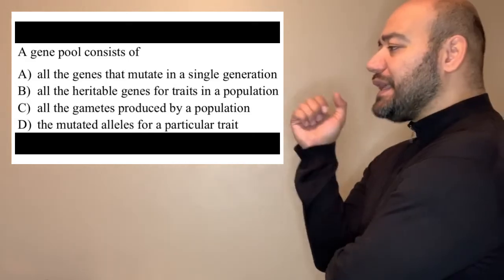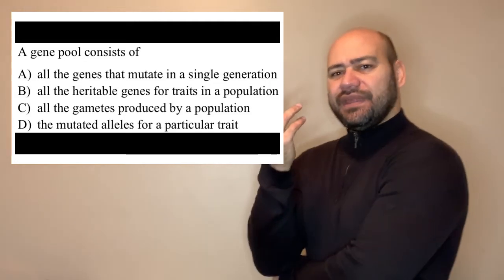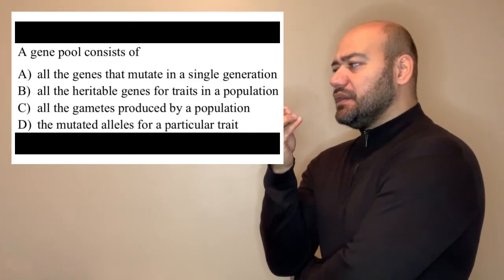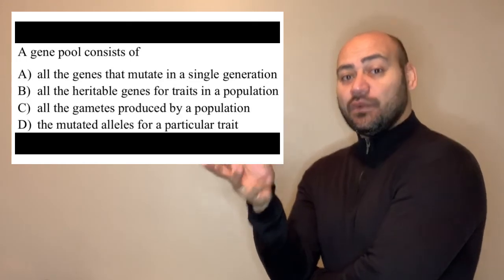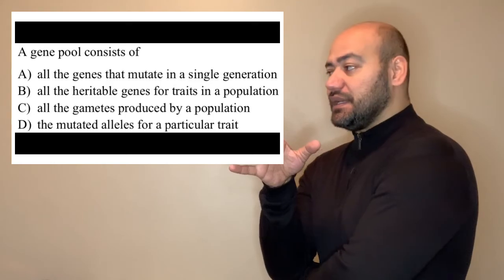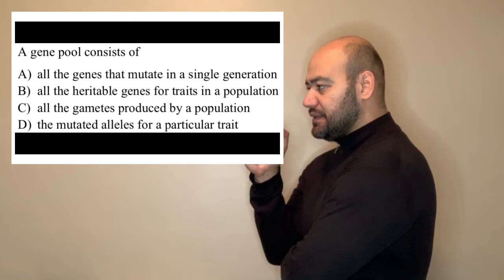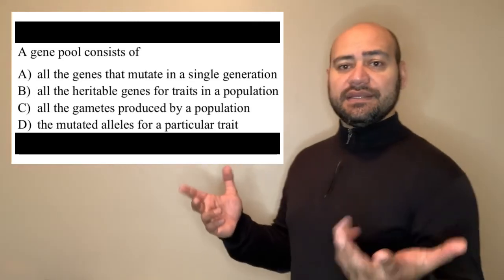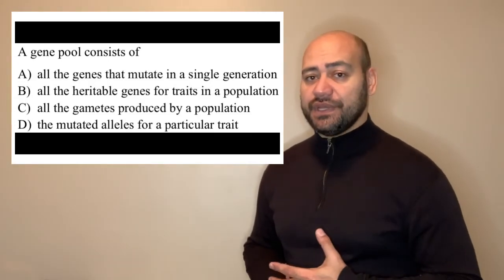Moving on to C. All the gametes produced by a population. I don't know what that has to do with a gene pool. But again, gametes have a limited lifespan, right? So if you think about it, again, we're going back to a single generation statement. So C is kind of the same as A. How about D, the mutated alleles for a particular trait. I don't know. That sounds weird to me. That makes no sense. It's the other way around. So no, D is not correct. B would be our best option at this point.